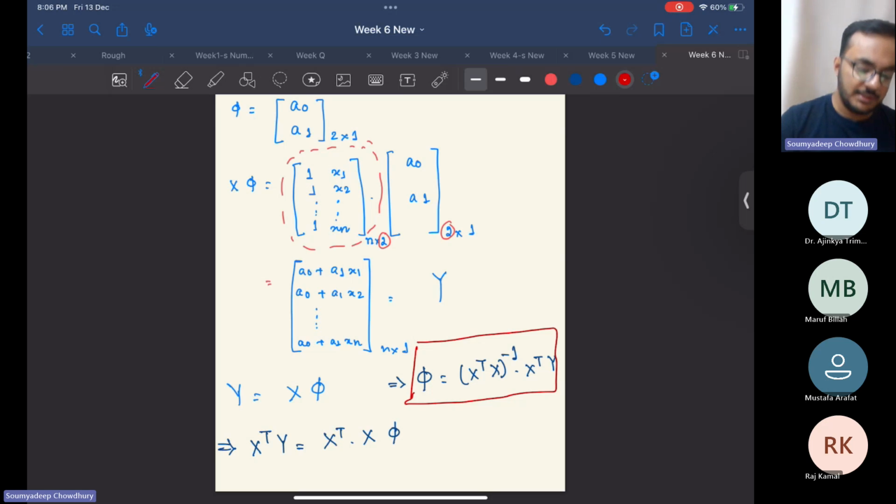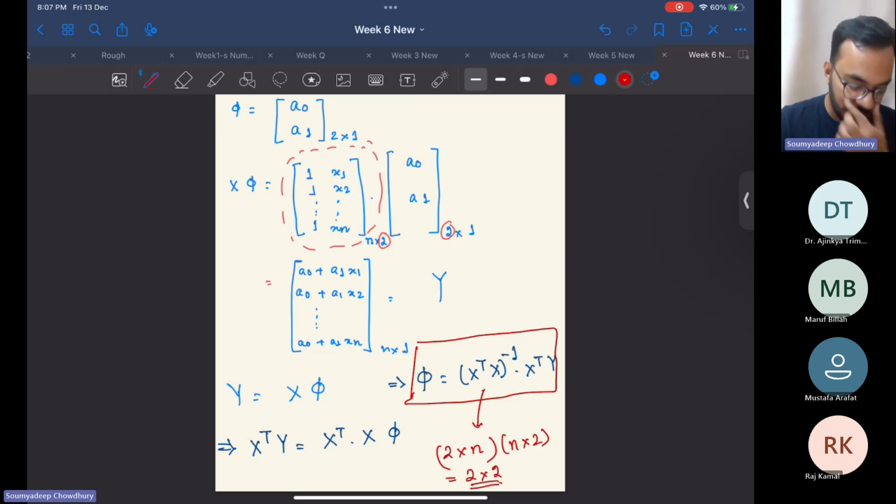See, what is the size of X transpose X? X transpose size is 2 cross n and X size is n cross 2. So the size of X transpose X is 2 cross 2. It is a square matrix. You can evaluate the inverse. Then you can multiply it with X transpose and Y. So this is the way by which we can evaluate the coefficients without remembering the formula for a0 and a1, directly using the matrix approach.